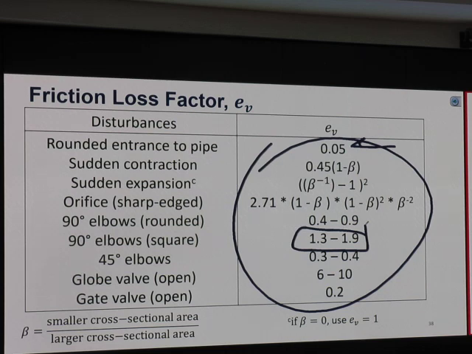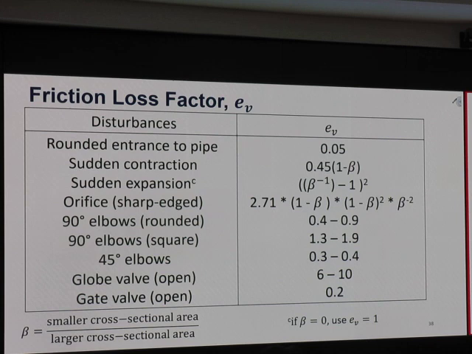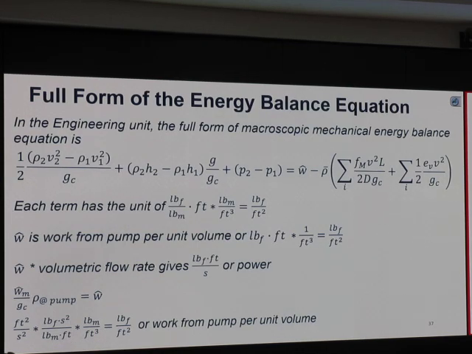What do I use if it is a range? I use the conservative one. I use the maximum value, so that maximum value will tell me the maximum loss, and I will estimate the maximum possible horsepower that I need. All right, that's the E sub V term.